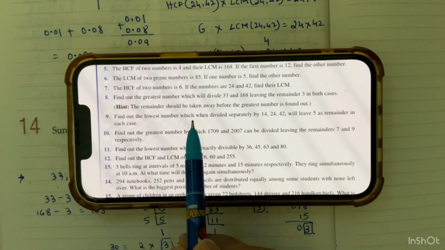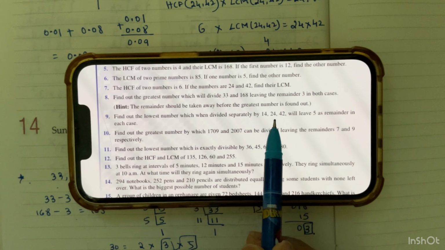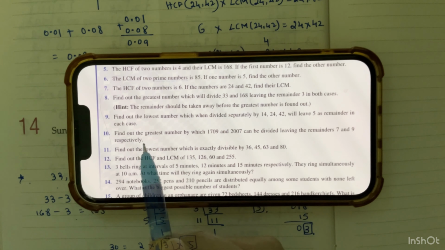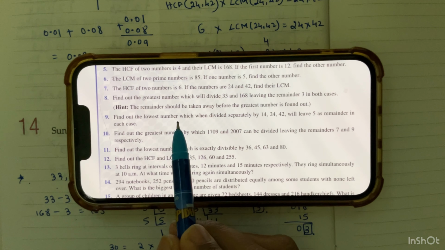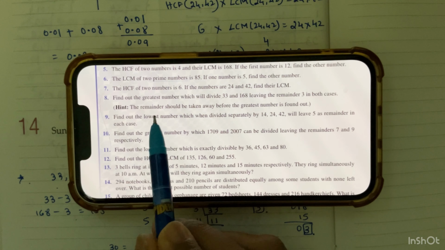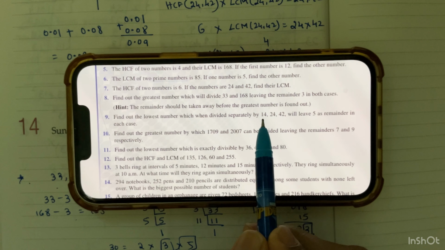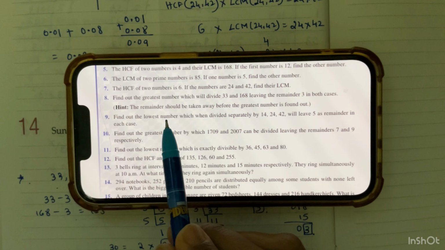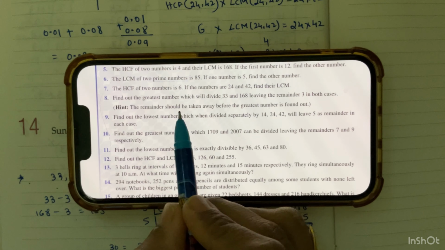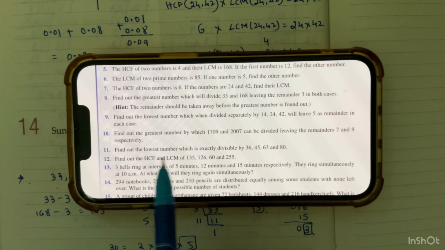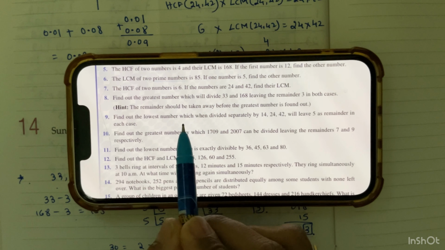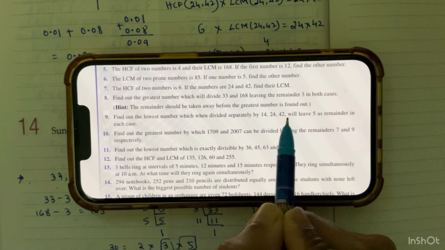Find out the lowest number which when divided separately by 14, 24, 42 will leave 5 as a remainder in each case. See here, they are asking us to find the lowest number which when divided separately by 14, 24, 42 leaves a remainder. When you are dividing this number by these three numbers separately, it means this number must be greater than these three numbers. Yes or no? Yes. That's why we have to find that number by taking the LCM of these three numbers.